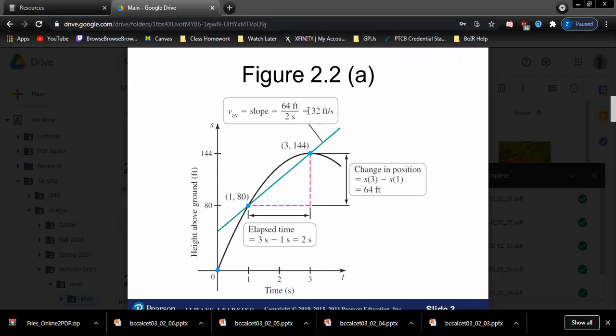Okay, so now what does this mean? This is really important to understand. What does this signify? This 32 feet per second signifies if you change your elapsed time by just 1 second, you will move forward by 32 feet. If you spend 2 seconds, you will go 64 feet, and so on and so forth. So this is really important.